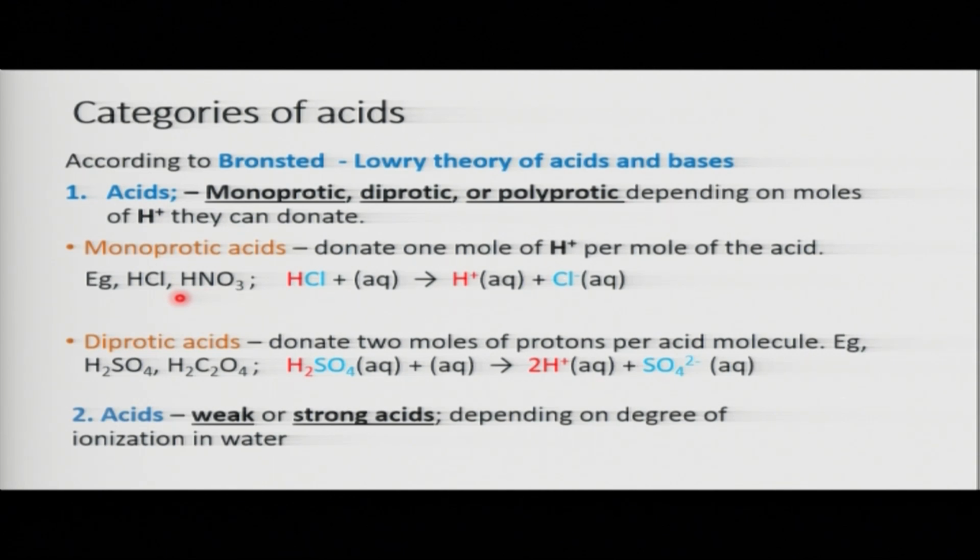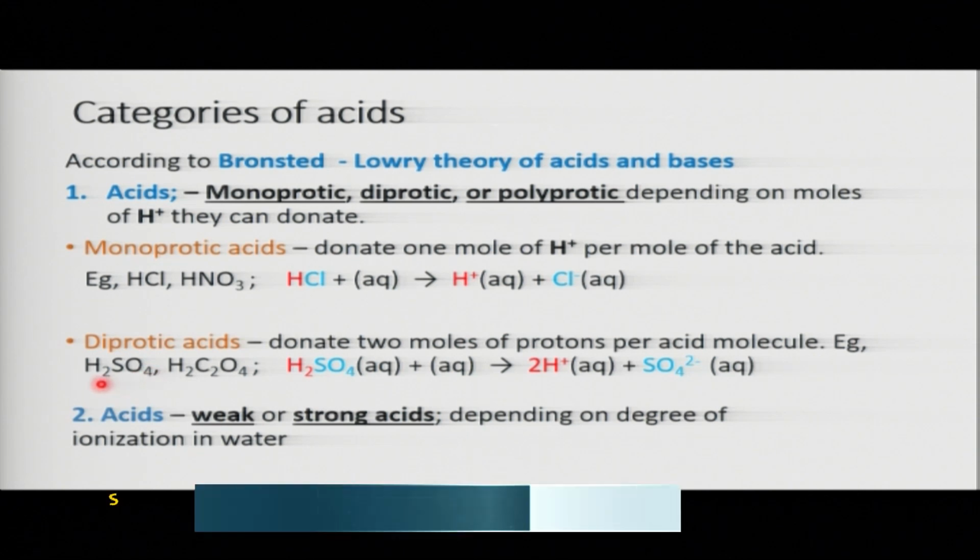Monoprotic acids include HCl or hydrochloric acid, nitric acid, or ethanoic acid, which is found in lemon and which we call acetic acid. They are all monoprotic acids. Or lactic acid, which is in ech. It is also monoprotic because it releases only 1 mole of hydrogen ions per acid.